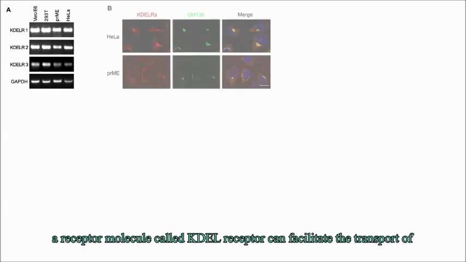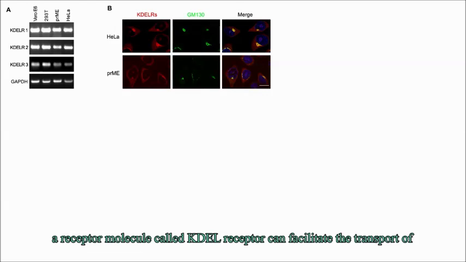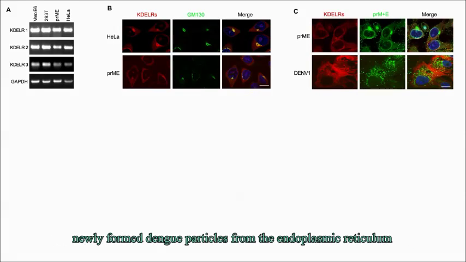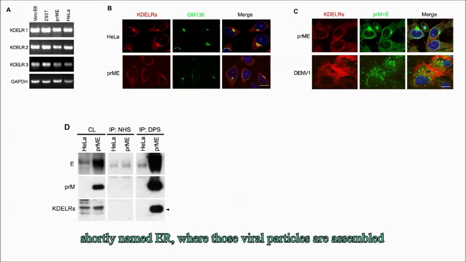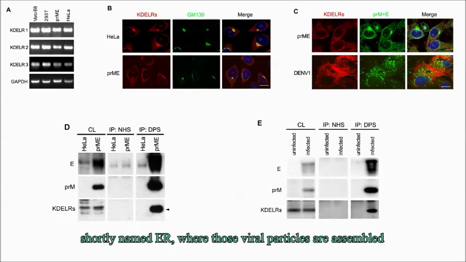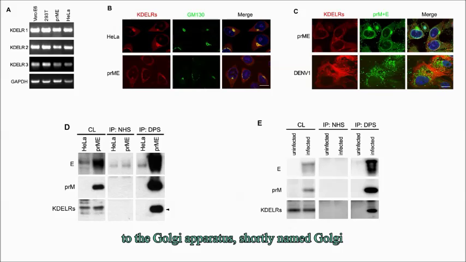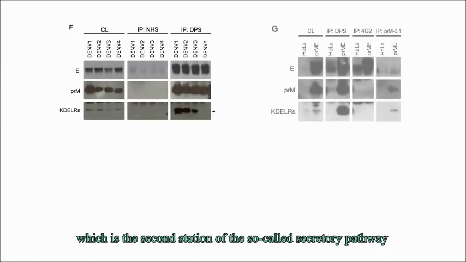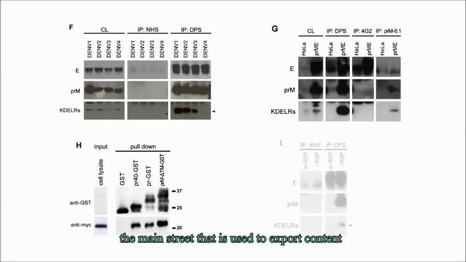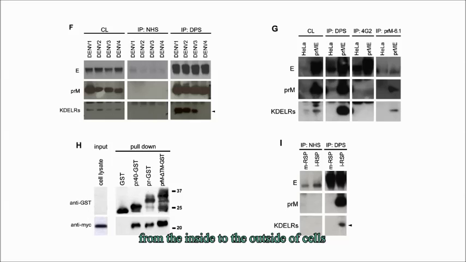Our studies demonstrate that a receptor molecule called KDEL receptor can facilitate the transport of newly formed dengue particles from the endoplasmic reticulum, shortly named ER, where those virus particles are assembled, to the Golgi apparatus, shortly named Golgi, which is the second station of the so-called secretory pathway, the main street that is used to export content from inside to the outside of the cells.